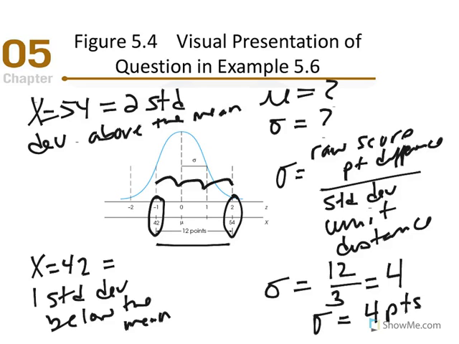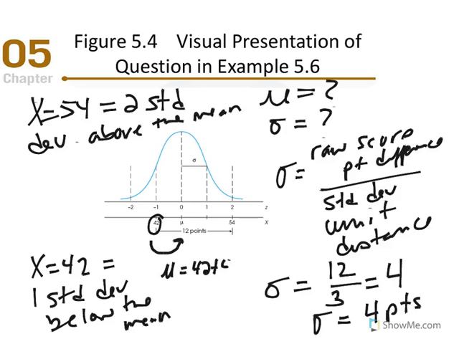So if we are indicating that one standard deviation unit is equal to 4 points, then if we move from, let's say, the score of 42, so if we consider the score of 42, and since it's to the left and below the mean, and one standard deviation is equal to 4 points, let's add 4 points to figure out what the mean is. So 42 plus 4 gives us 46. So we would say that the mean is equal to 42 plus 4, and that gives us 46.